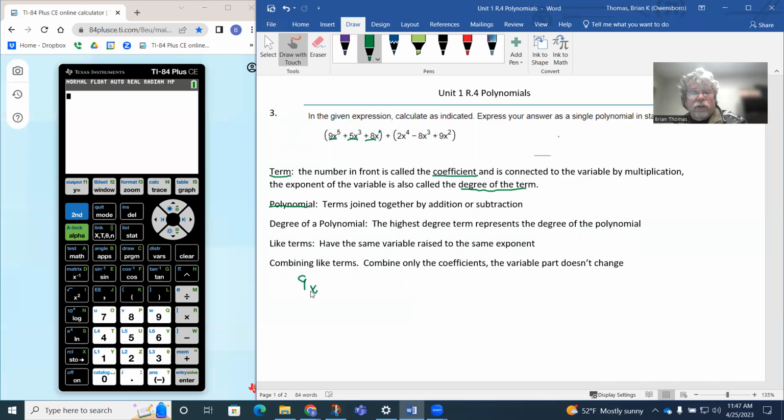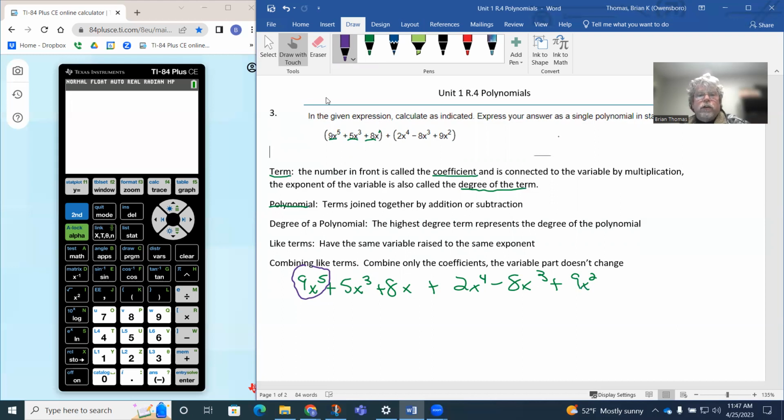So I'll write this as 9x to the fifth plus 5x cubed plus 8x, and we're going to add to that 2x to the fourth minus 8x to the third plus 9x squared. Now, it does say standard form. Standard form means to go from the largest degree to the smallest degree. So if we look at this 9x to the fifth, I'm going to use the circle method. Do we have any other x to the fifths anywhere? I don't. So that term is just going to come down as the first term, 9x to the fifth.